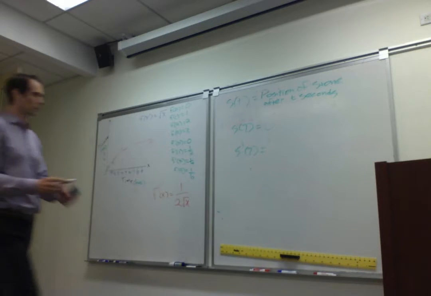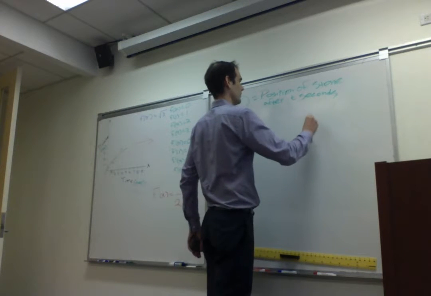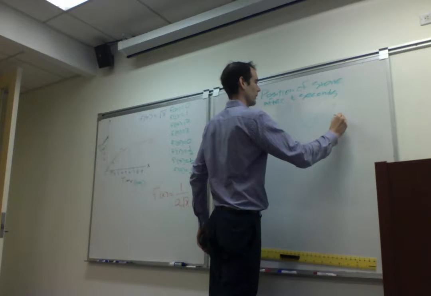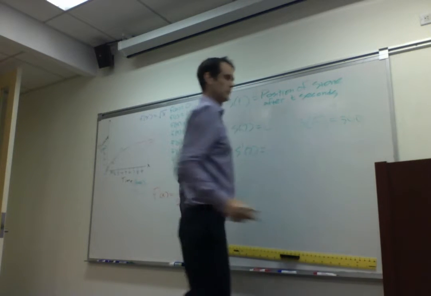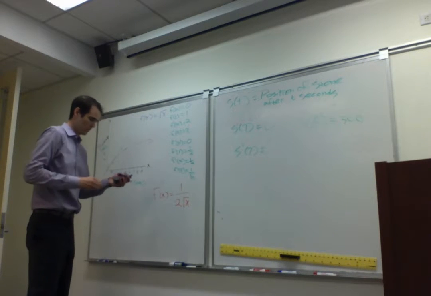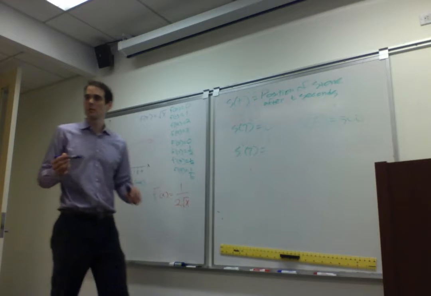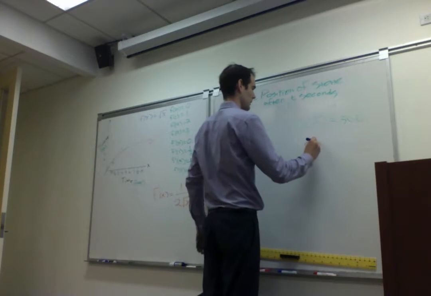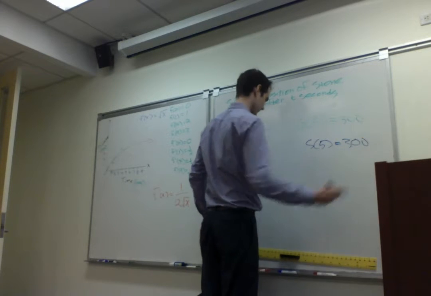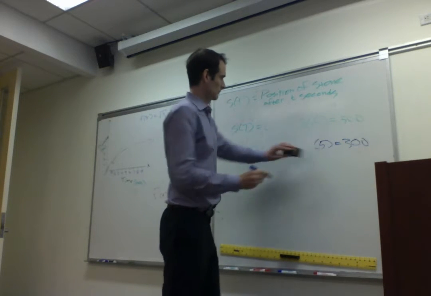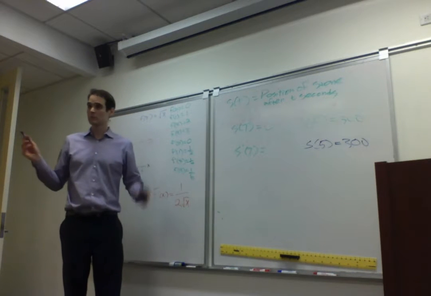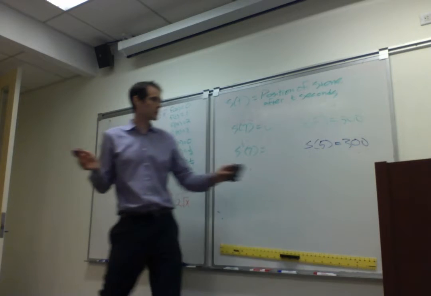What if I were to tell you S of 5 equals 300? What would that mean in practical terms? S of 5 equals 300. That at 5 seconds the stone would be 300 feet from the water. Yes. Okay.